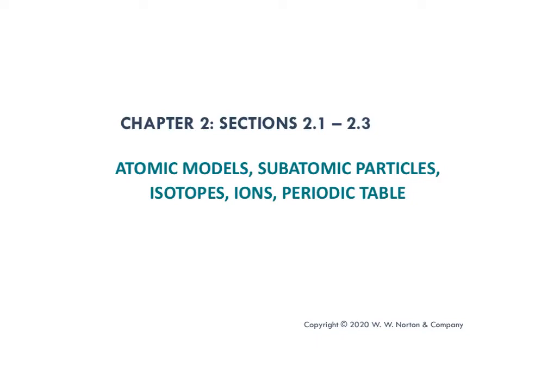This is select sections from Chapter 2 of your textbook, and it will focus on the history of atomic models and the subatomic particles that make up an atom, and the difference between isotopes and ions, and then a quick overview of the periodic table.